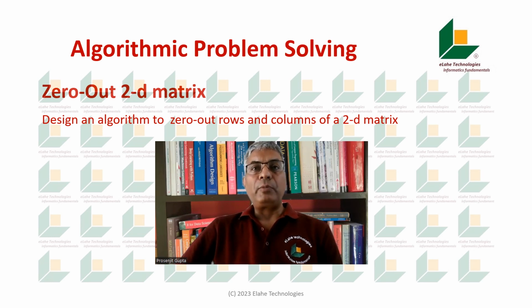Hello everyone, welcome to the next session on algorithmic problem solving. In this session, we would like to look at the problem of zeroing out the rows and columns of a two-dimensional Boolean matrix. So essentially, the idea is to zero out a row which has any zero and zero out a column which has any zero. So how do we do that for the entire matrix? So let us look at the solution.